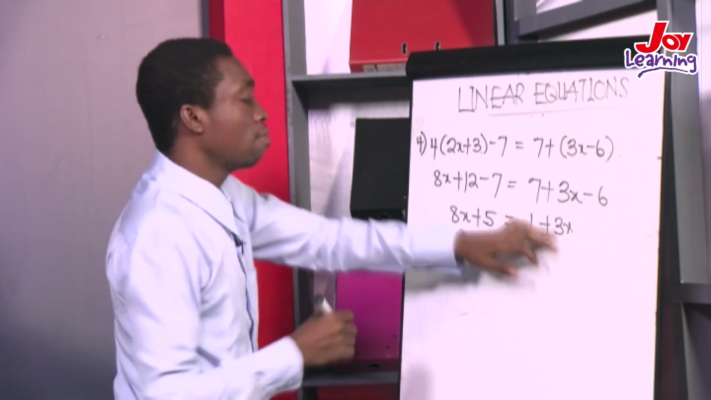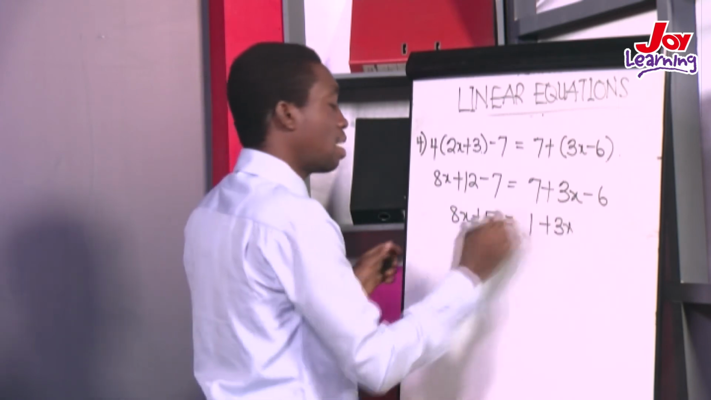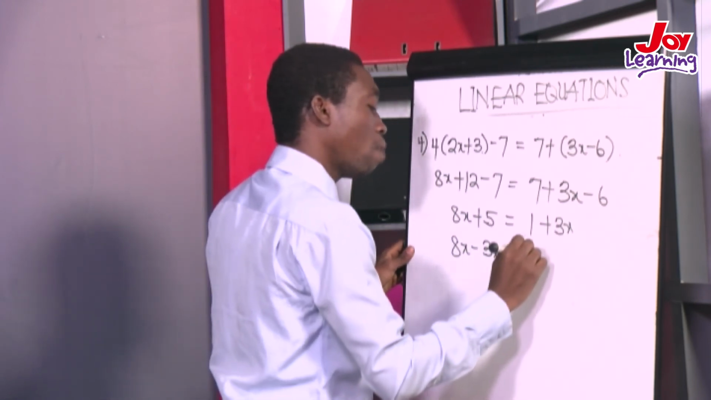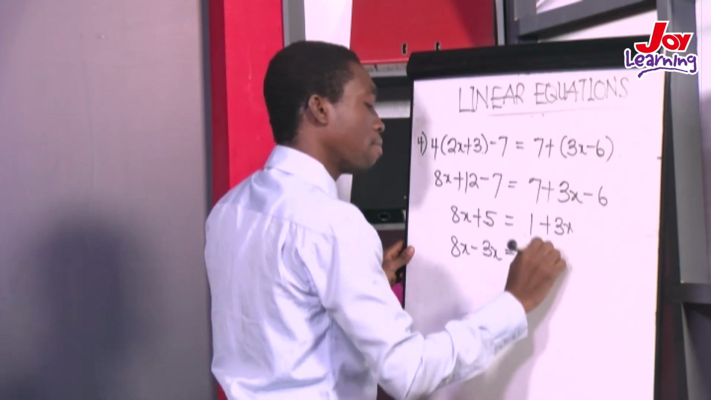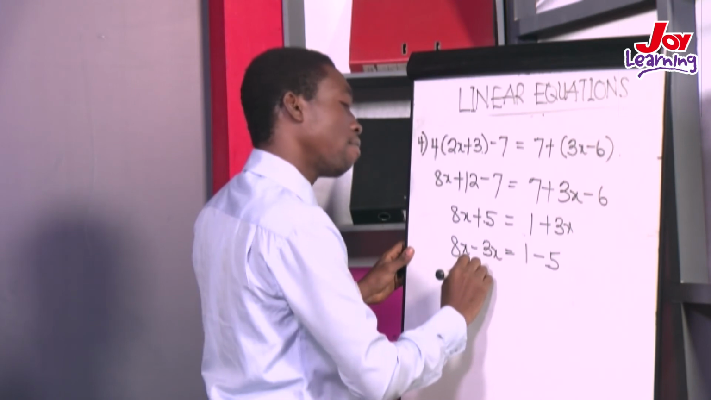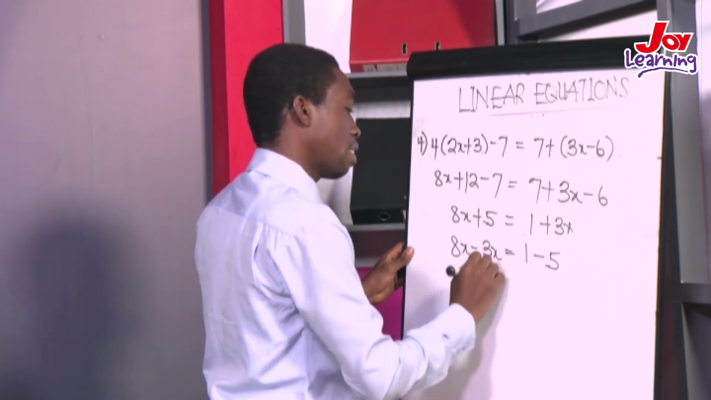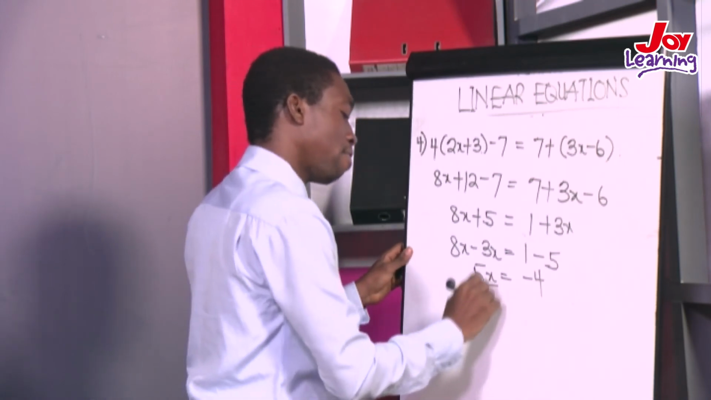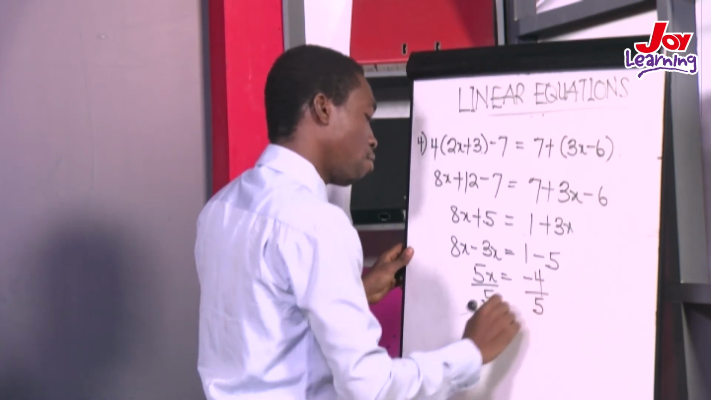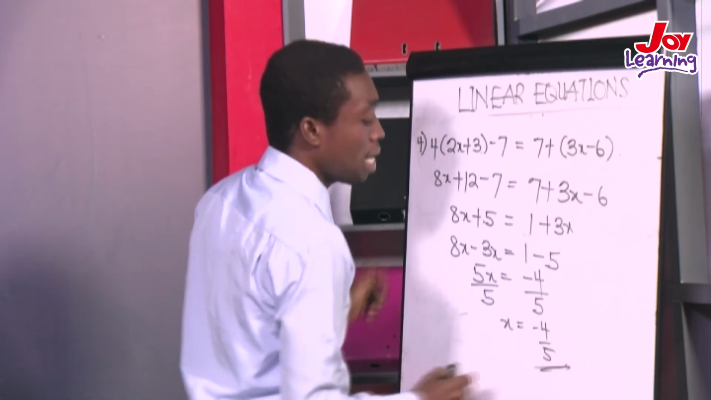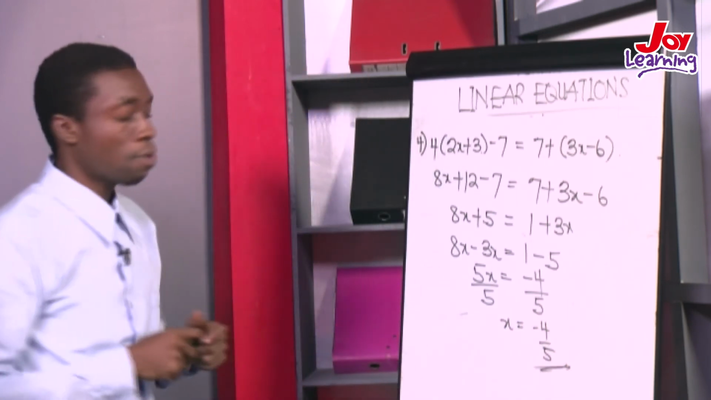Now let's move 3x to the side, and let's move 5 to the other side. So we have 8x minus 3x being equal to 1 minus 5, because the positive becomes what? Negative. So we have 5x being equal to what? Negative 4. We divide both sides by 5. So we then have x equal to what? Negative 4 over 5. So that becomes our answer for the fourth question.